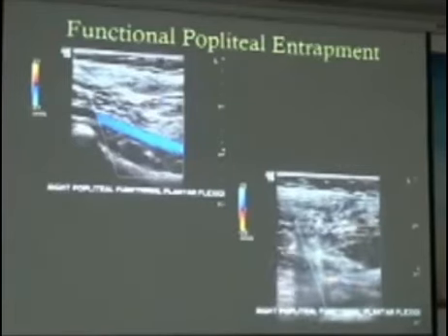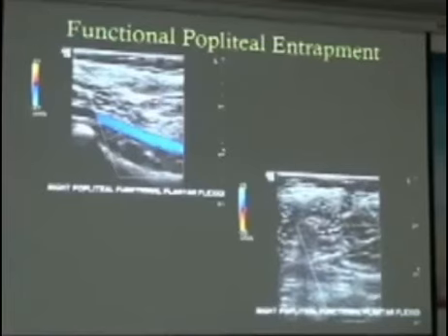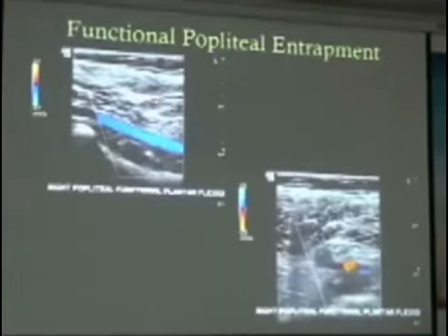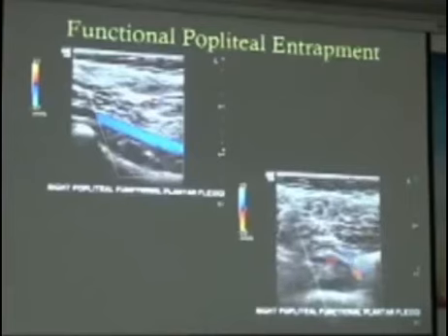So to test for this, all we do is just get the patient to stand on their tippy toes while we're scanning in the popliteal fossa.